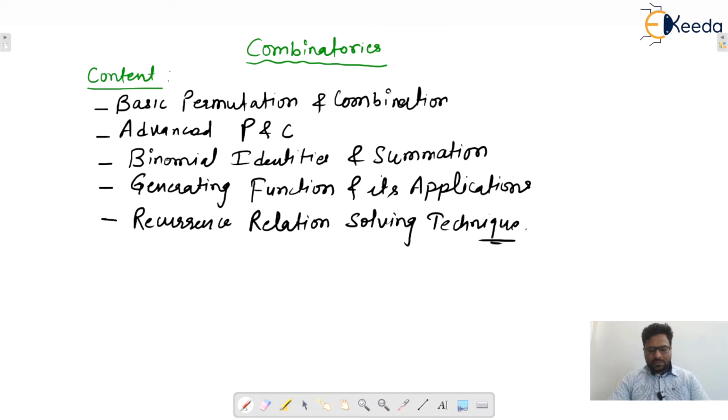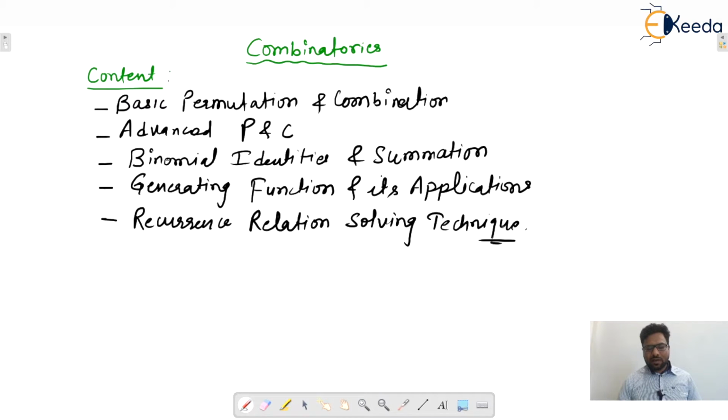We'll start with the basics of permutation and combination, which will help you learn advanced PnC, or any advanced counting problem. Remember guys, this is also important. Mostly students face problems in permutation and combination as well as probability. If you are clear with permutation and combination, then it will be beneficial in probability also. So I'm going to start basic permutation and combination.